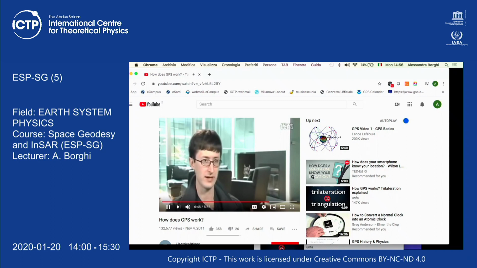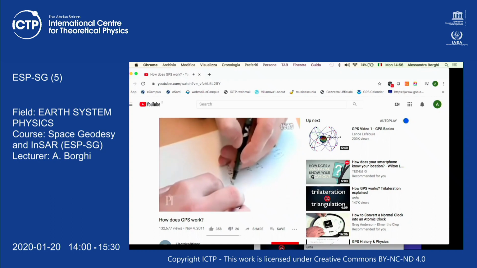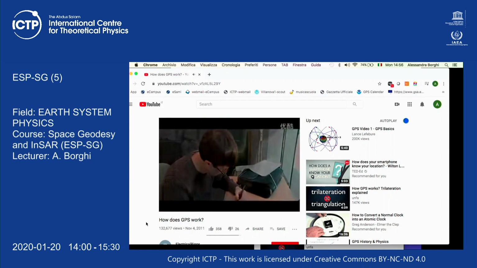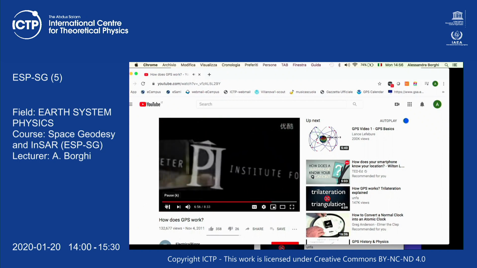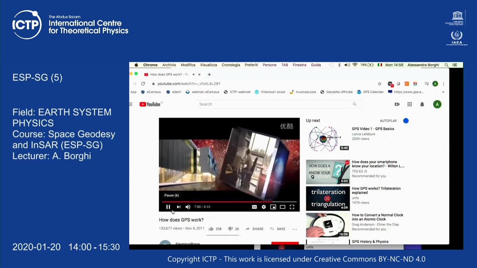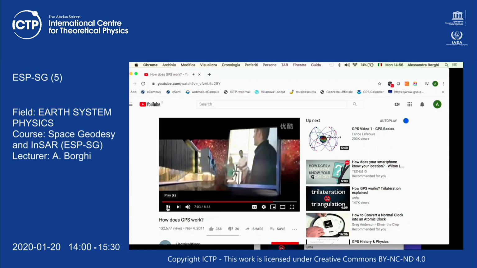Goes up in this fundamental way in GPS technology, which is crucial to everyone's day-to-day life at this point. Theoretical physics, closer than you think.